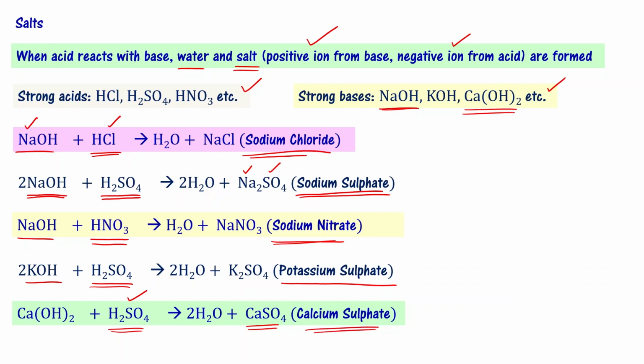When a strong acid reacts with a strong base, we get different kinds of salts, right? Starting from sodium chloride. These are only a few examples. Sodium chloride is a widely used salt. There are other salts like sodium nitrate, potassium nitrate, calcium sulfate, etc., right? Let's look at another combination of acids and bases.